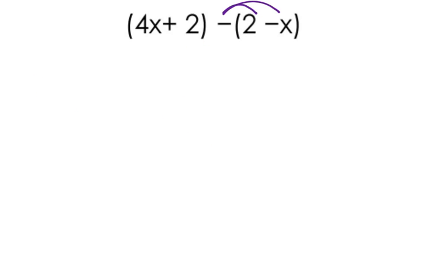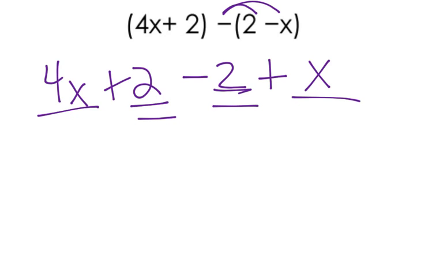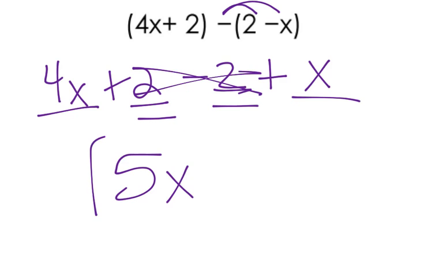Got to distribute that negative. 4x plus 2 minus 2 plus x. 4x and x combine. Negative 2 and positive 2 combine. 4x plus x is 5x. 2 minus 2 cancels. 5x is your answer.